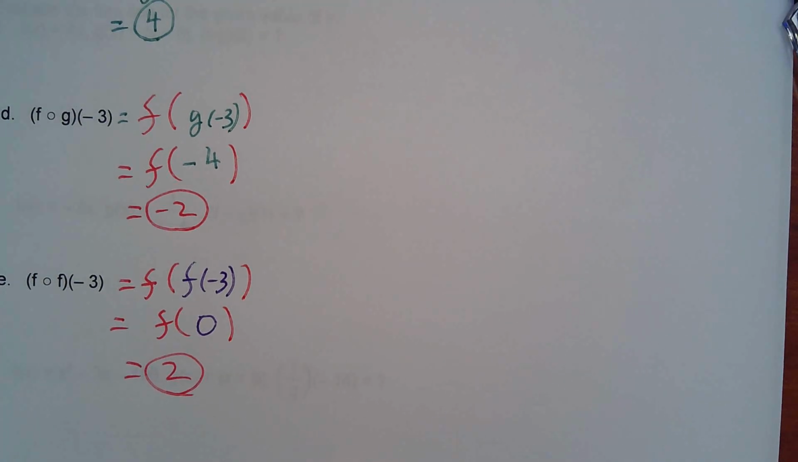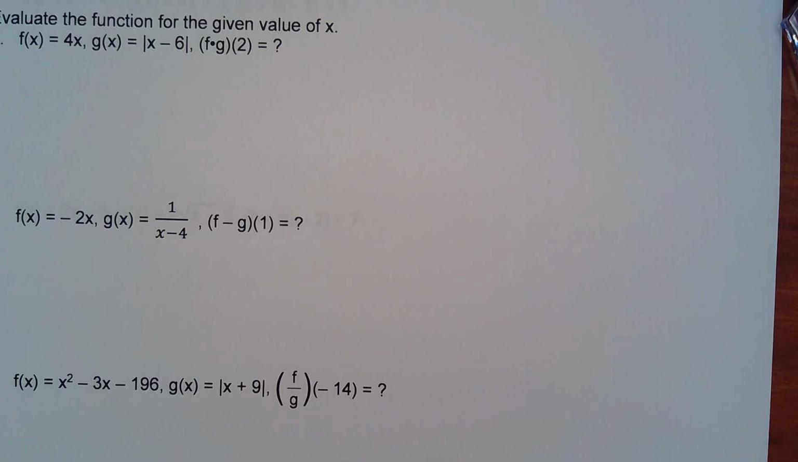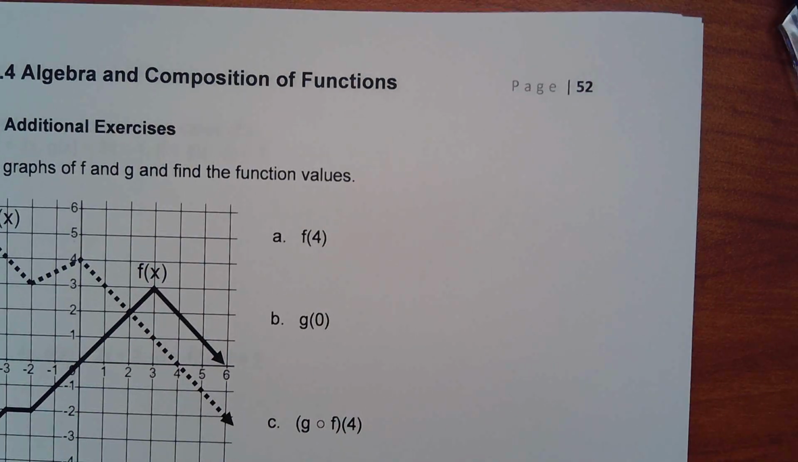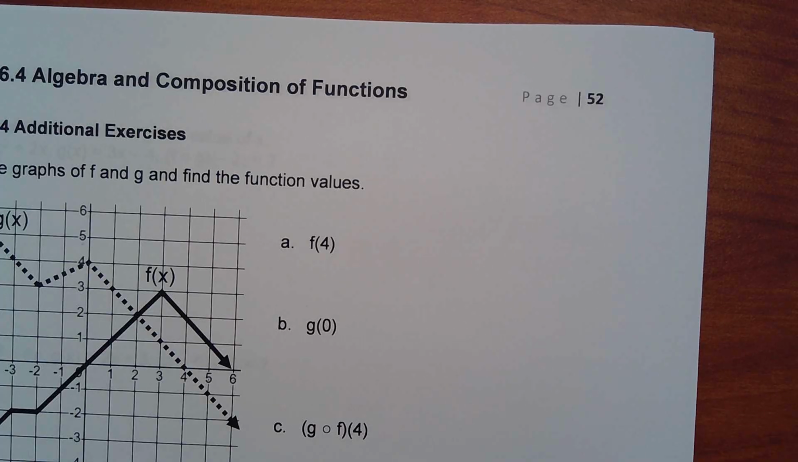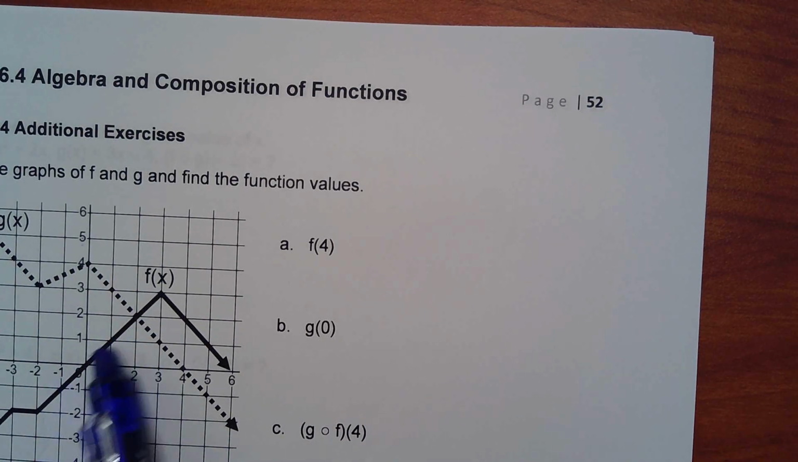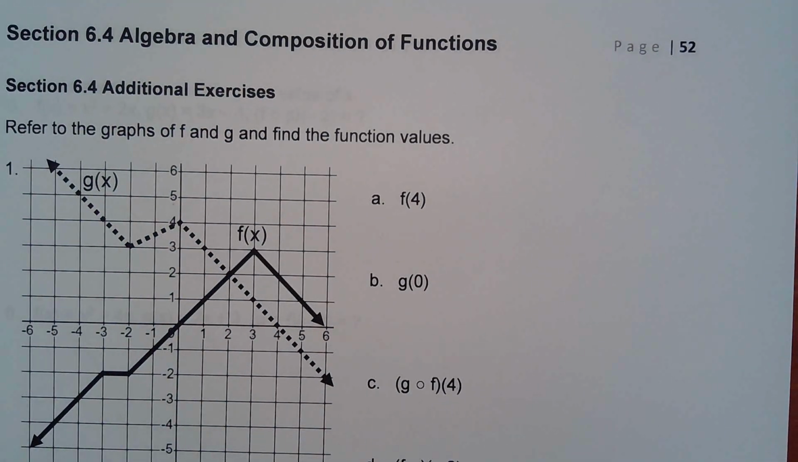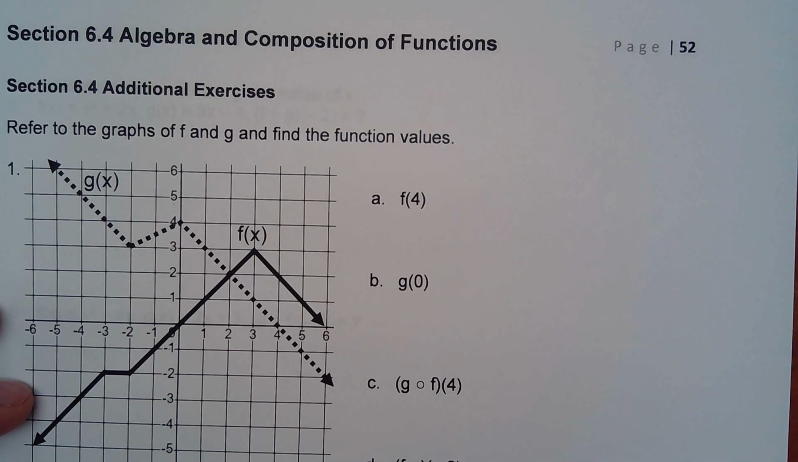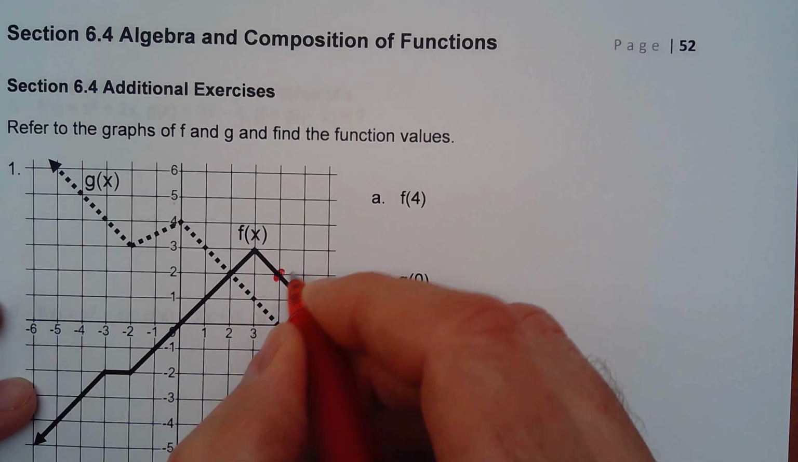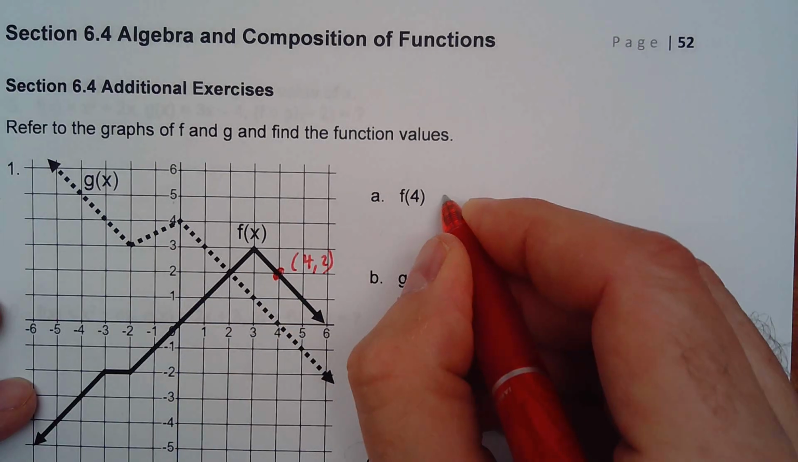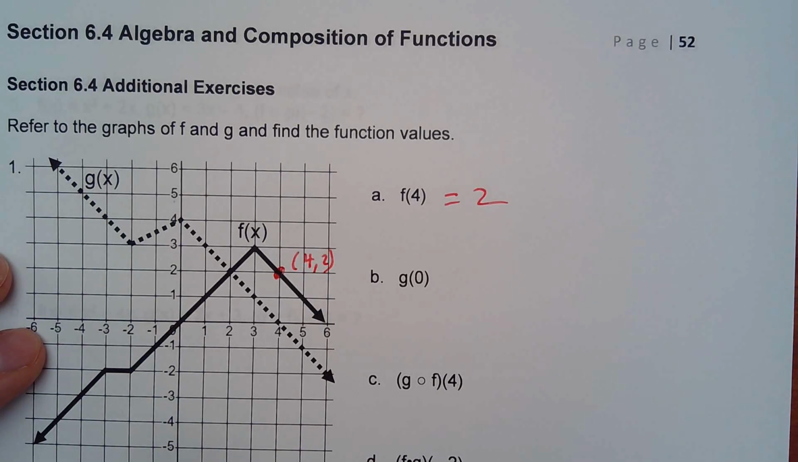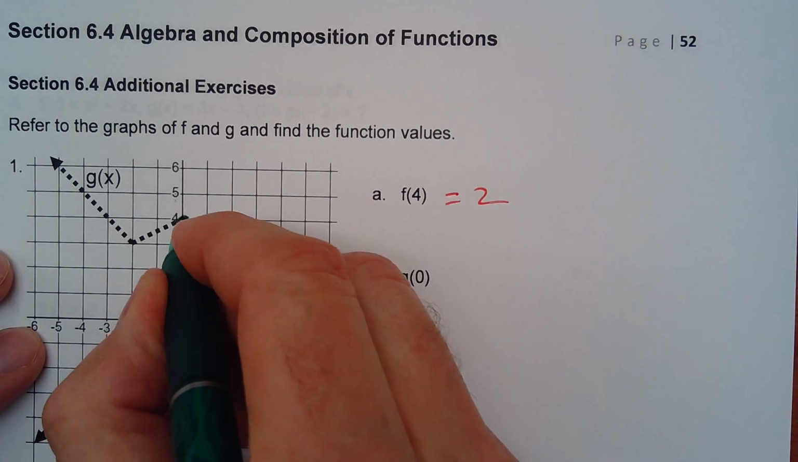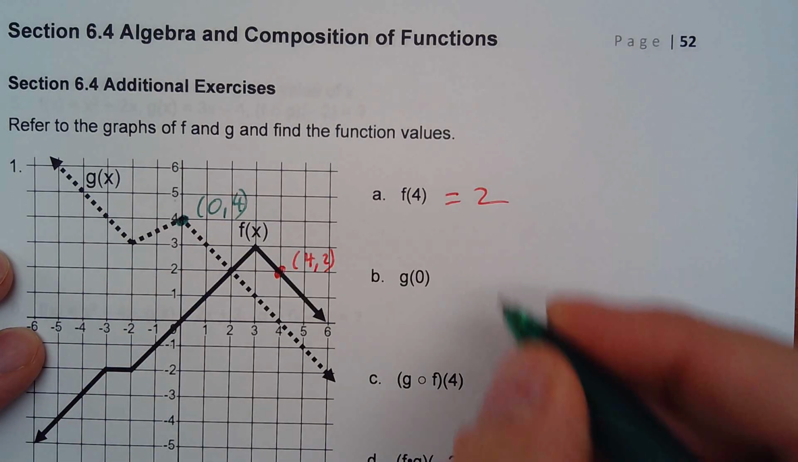All right, let's turn the page. And here's another one. So we've got kind of the same situation. This time g is the dashed one, f is the solid one. So just kind of mixing it up here. So looking at f of 4, I'm looking at the solid line. When x equals 4, my y value is 2. Then I'm looking at g of 0, so now I'm looking at the dashed line. When x equals 0, the y value is 4.